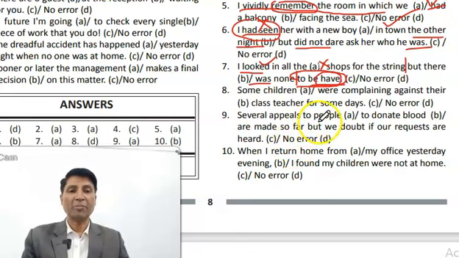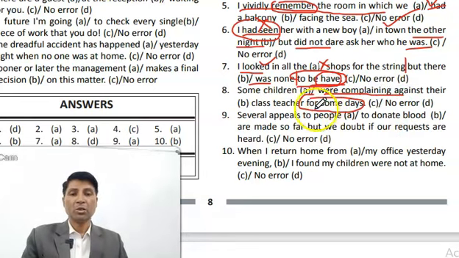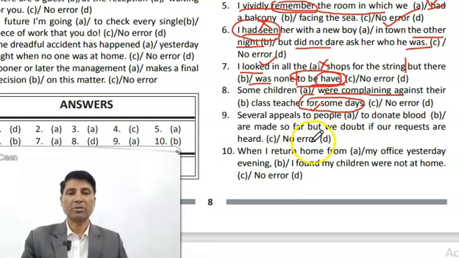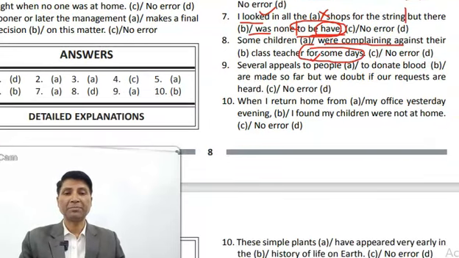Look at question number 8 now. Some children were complaining against that class teacher for some times. You can see here for has been used, and this verb is in the past continuous tense. So if for or since has been used, we have to use past perfect continuous tense. So in place of were complaining, it should be had been complaining. So some children had been complaining against that class teacher for some days. That means there is no agreement between the verb and the time reference word.